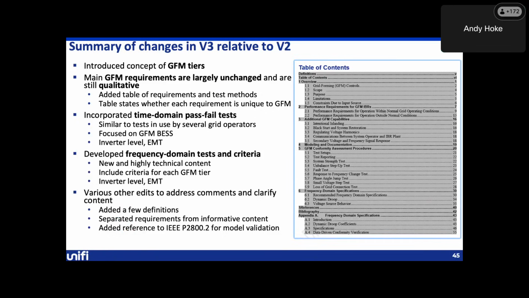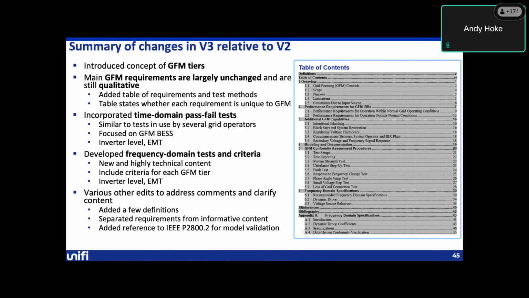So the main changes from version 3 relative to version 2 were that, instead of what I found to be a sort of vague concept of IBR categories, and I think some industry folks also found that as well, we introduced a concept of grid forming tiers. So 4 different tiers of grid forming capability that I'll quickly run through if we have a moment. And then for each of those tiers, the requirements didn't change too much. They're still fairly qualitative. We just tried to clarify what's actually a requirement versus what is informative content.